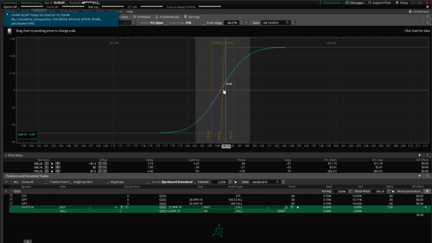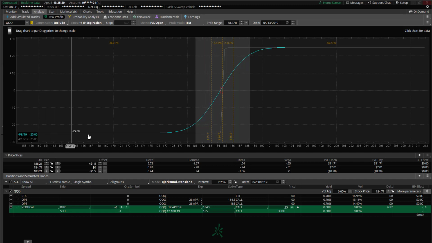It's a great way to visualize what your profit could be and how fast you might need to see a move before falling down into this area, which is where your loss is below the zero line, because here is the zero line.